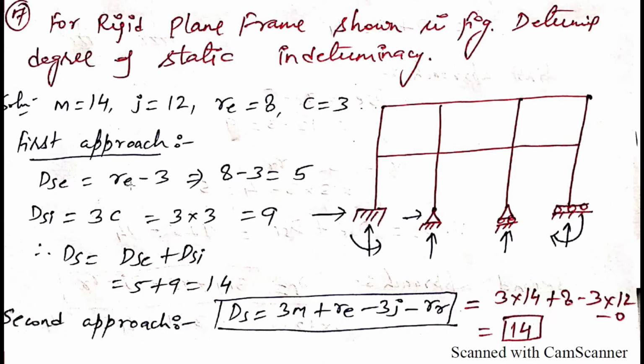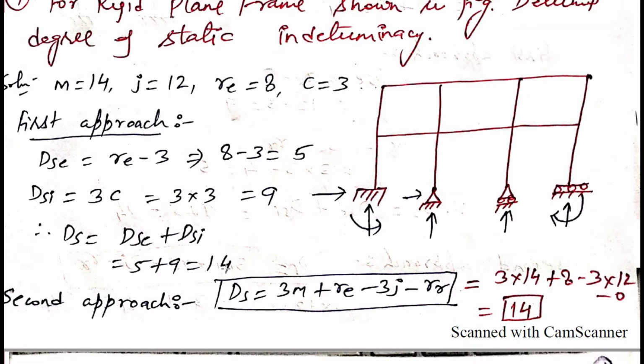So DSE is equal to RE minus 3, that is 8 minus 3 is 5. DSI is equal to 3C minus RR. Here we don't have an internal hinge, so the release reaction value is equal to 0. So our formula converts to 3C, where C is the number of closed loops we have. So 3 closed loops, and DSI is equal to 9 here. So the overall static indeterminacy is equal to DSE plus DSI, that is 5 plus 9 is equal to 14 here.